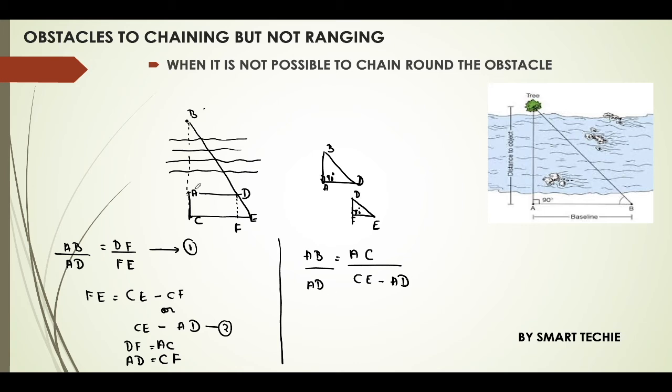Here I want to find the distance between A and B because I know the other measurements. I just need to find the distance between A and B. So AB is nothing but AC into AD, I'll cross multiply this and divide it by CE minus AD. With this equation we can find the distance.